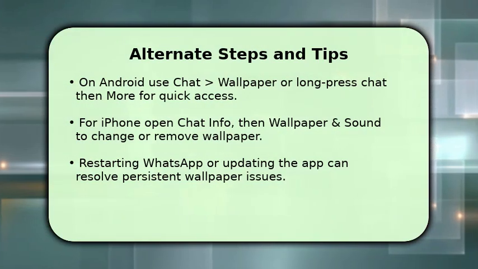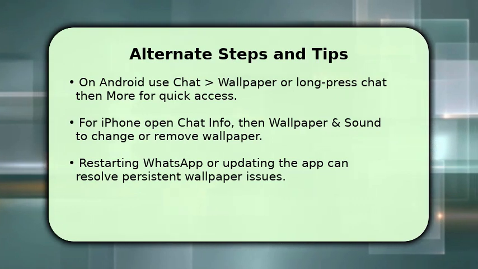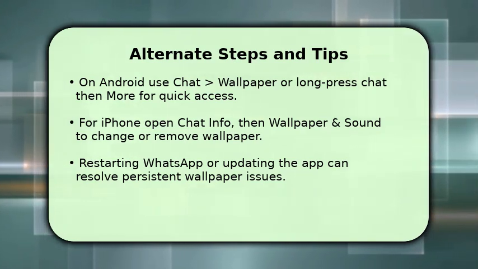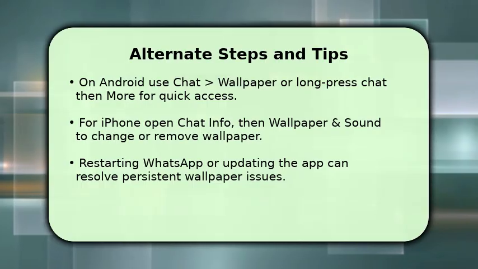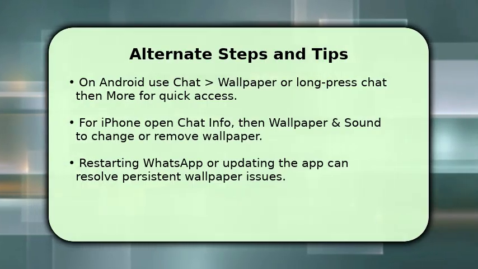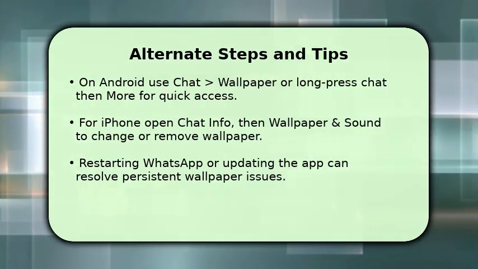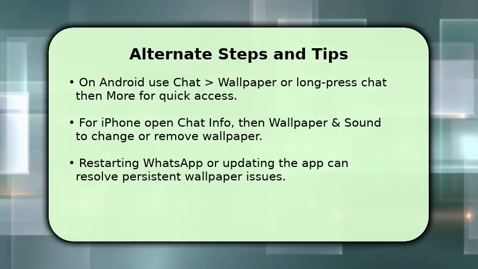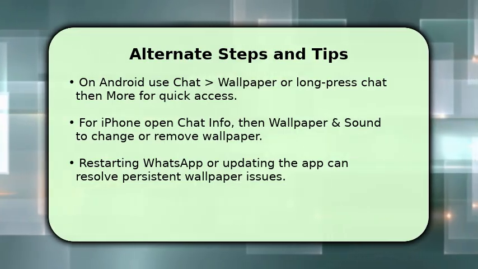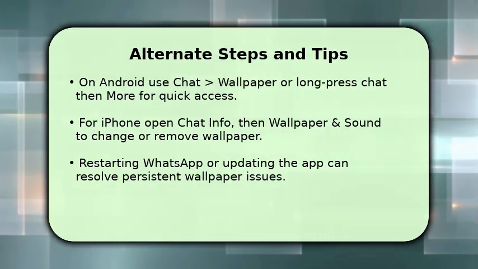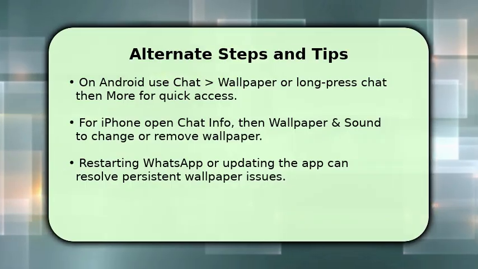On Android, you can also open Chat, then Wallpaper, or long press the chat and choose More for quick access. For iPhone, open the chat, tap the contact name to open chat info, then tap Wallpaper and sound to change or remove wallpaper. If the wallpaper does not clear, restart WhatsApp or update the app to troubleshoot persistent issues.